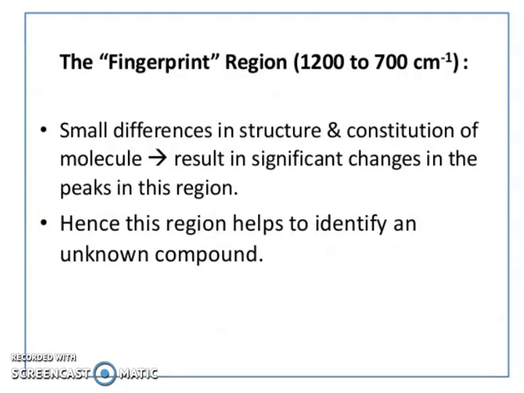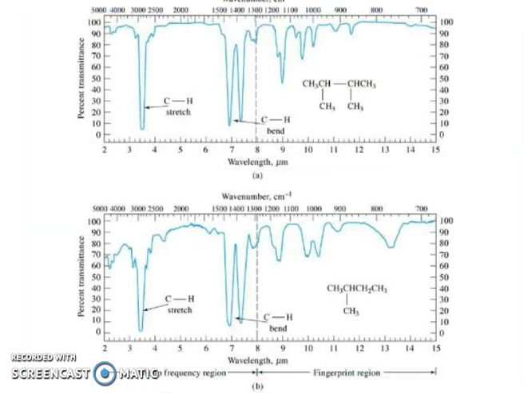So the fingerprint region: small differences in structure and constitution of molecules result in significant changes in the peaks in these regions. Hence, this region helps to identify an unknown compound. You can see the percent transmittance, wavelength, CH stretching, CH bending, CH stretching, CH bending.